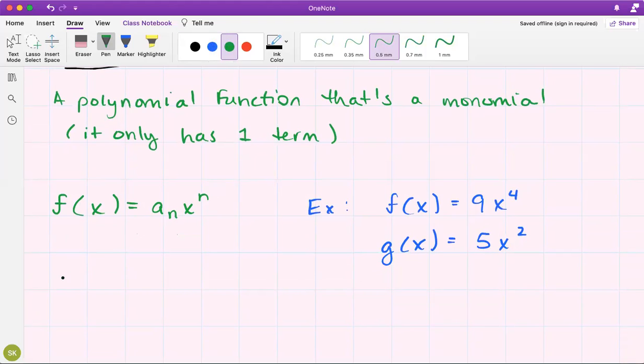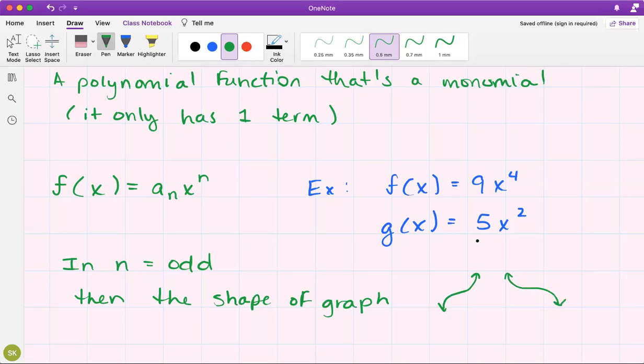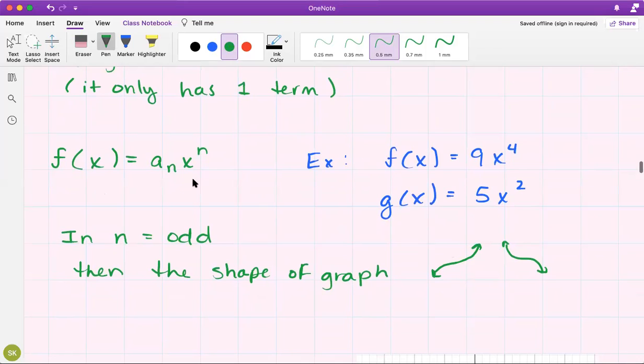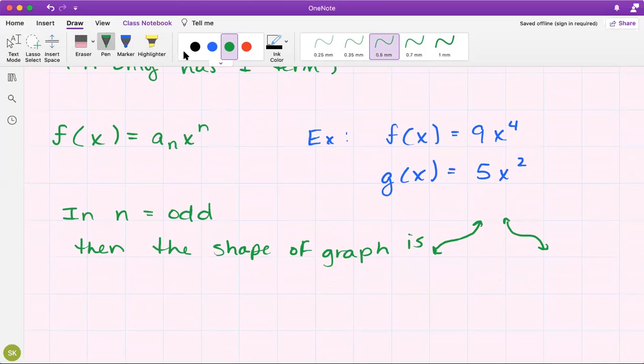If n is odd, so the degree is odd, then the overall shape of the graph will look like x cubed. So it's either going to, let me draw this a little bit better. It's going to look like this, or it's going to look like this. So the graph of x cubed. The one that you choose depends on this leading coefficient. Let me put some space here.